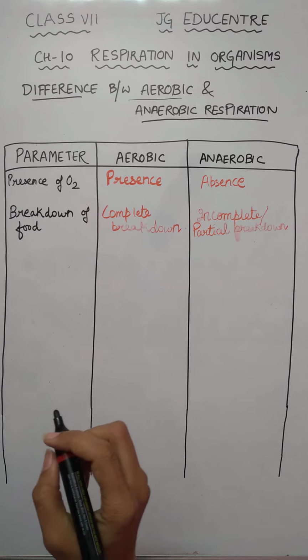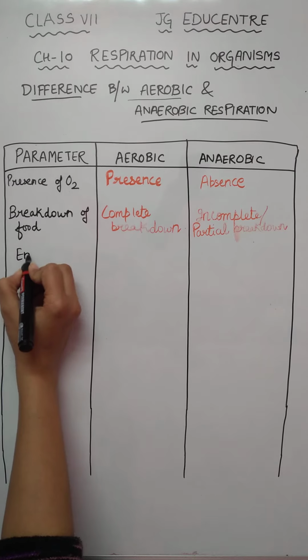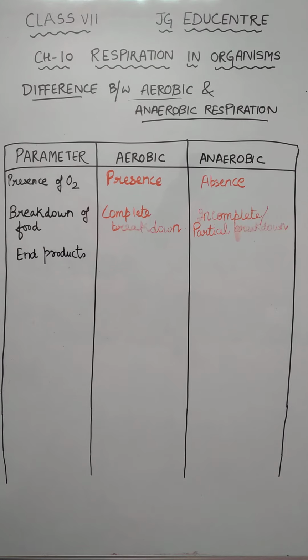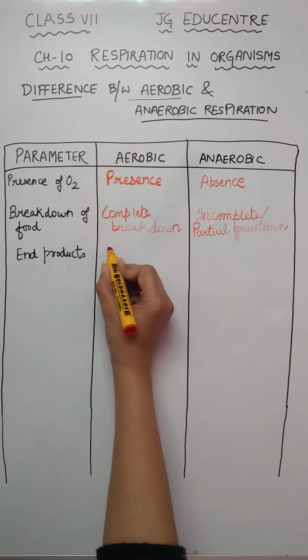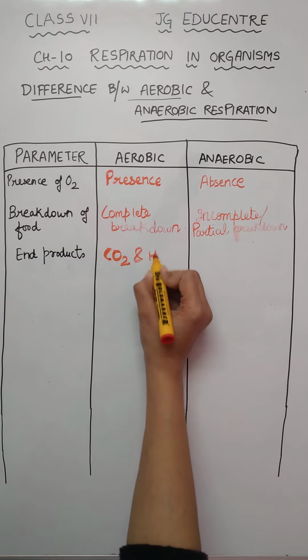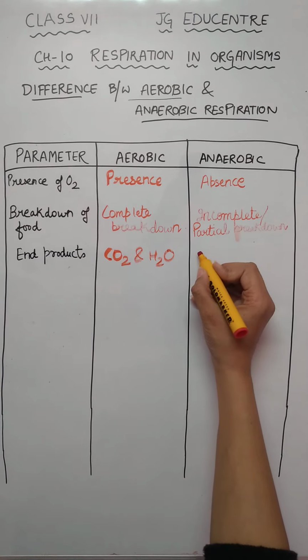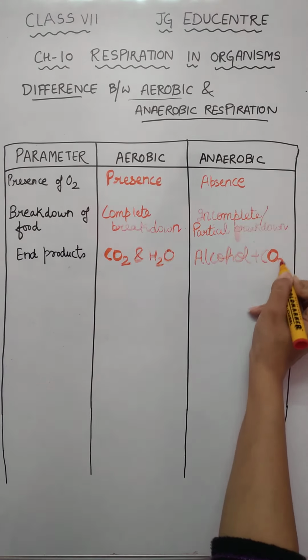Now the third point is on the basis of end products. What will be the end products? So in aerobic respiration, complete breakdown of food takes place and hence the end products are carbon dioxide and water. CO2 and water are the end products. Whereas in case of anaerobic respiration, incomplete breakdown of food takes place and thus the products are alcohol and carbon dioxide.